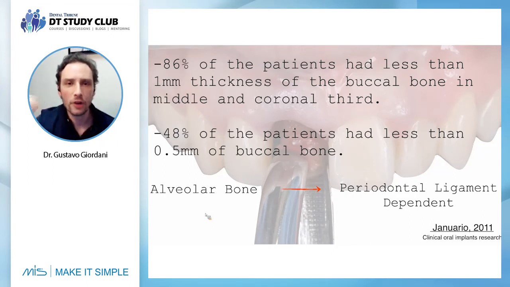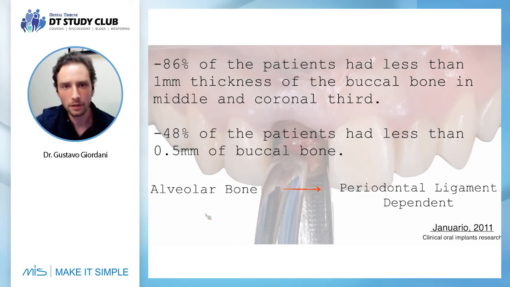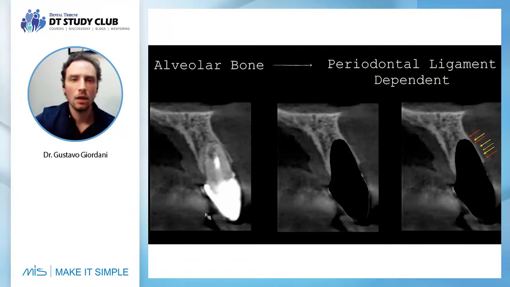Every time when you extract the tooth, it comes with the periodontal ligament. The periodontal ligament will support a very important structure, which is the alveolar bone. The alveolar bone is periodontal ligament dependent. So every time that you extract the tooth, in 100% of the cases, we're gonna lose the alveolar bone. So it's very important now to do something to compensate and to minimize this, because when you extract the tooth, the alveolar bone will be gone because we don't have the periodontal ligament anymore.